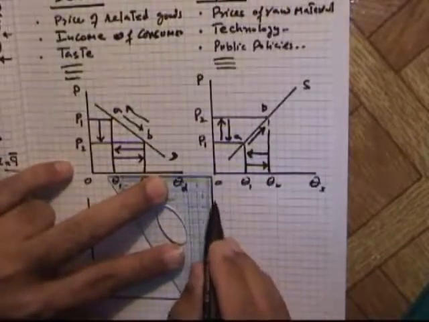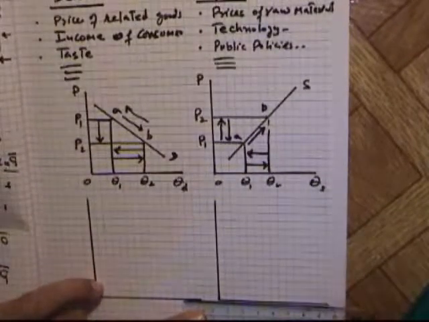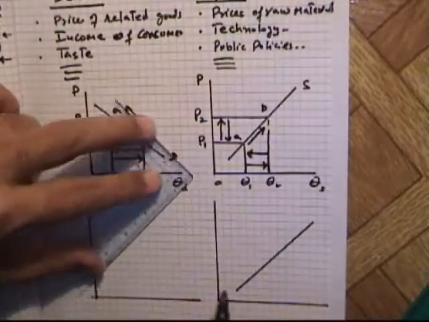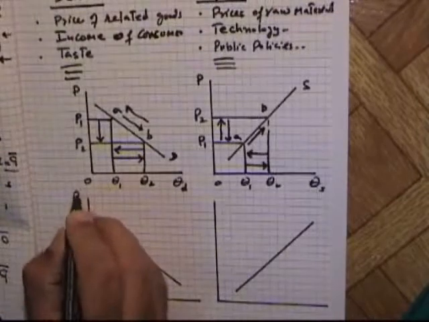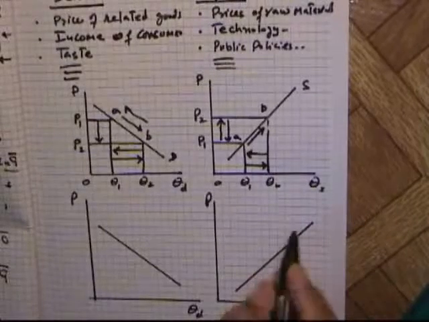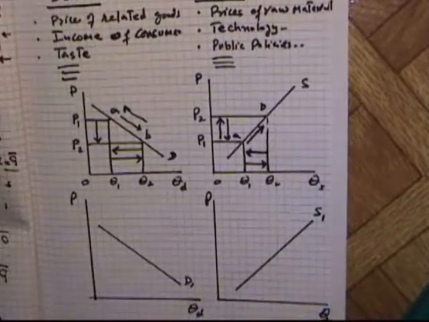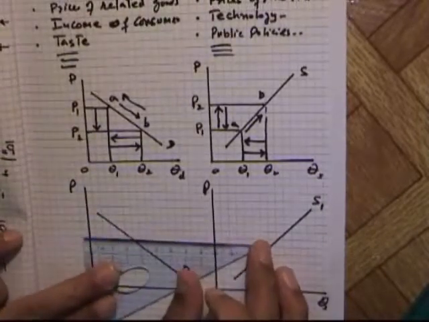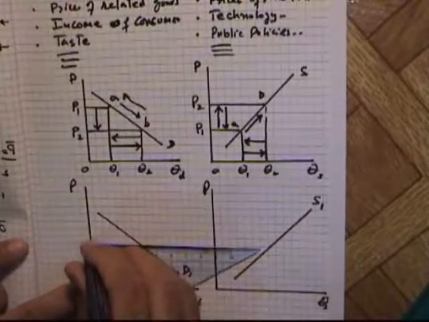First of all, we draw both curves, demand and supply, at their initial positions. This is S and this is D. So prices and quantity demanded, prices and quantity supplied. This is S1 and this is D1. Now we assume that the price level in the market is P1.